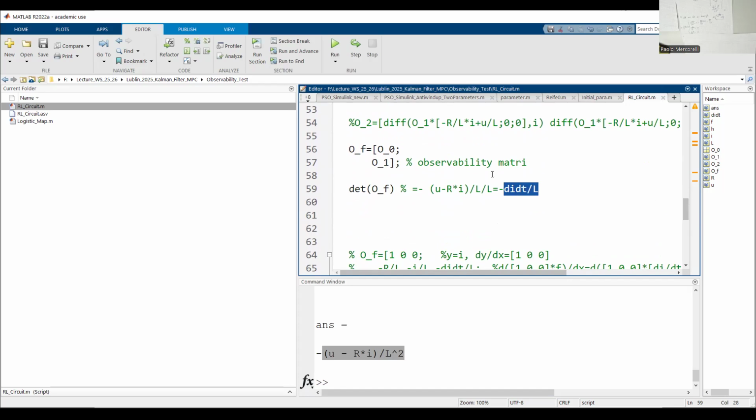Very important, nevertheless, for L, that this is not zero, and for R, that the current is not zero. Let me see if I forgot to say something. L, of course, is more a structural condition. It's not exactly related to the observability. I cannot divide by zero. You know that, we cannot divide by zero. To define it, the determinant should not be zero.